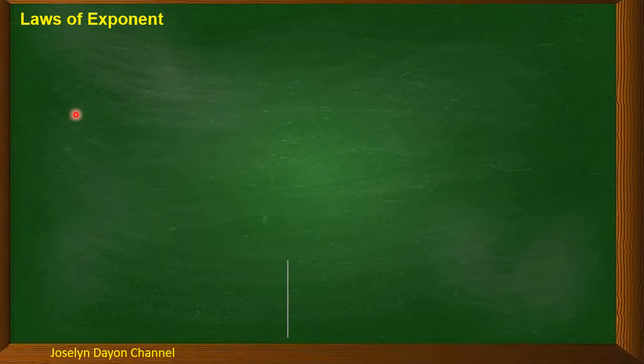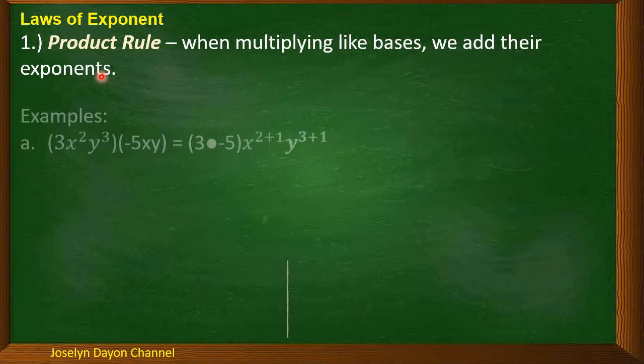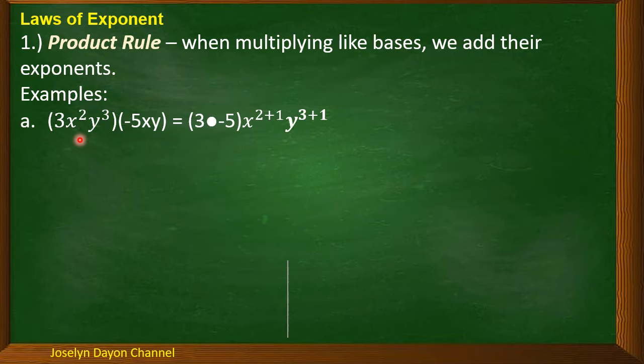Now let's begin with the first law of exponent, the product rule. The product rule states that when we multiply like bases, we add their exponents. Example: the quantity of 3x squared y cubed times negative 5xy.